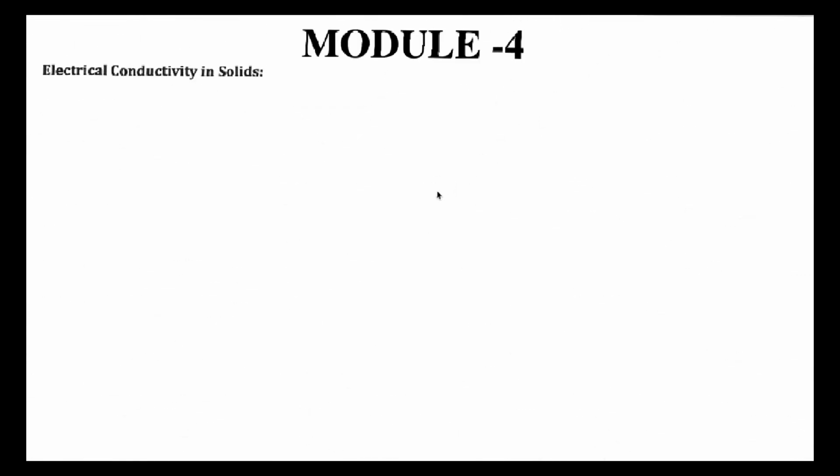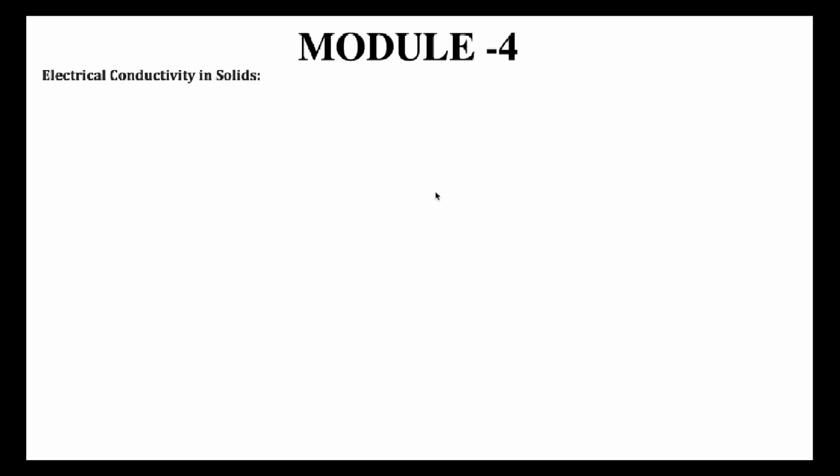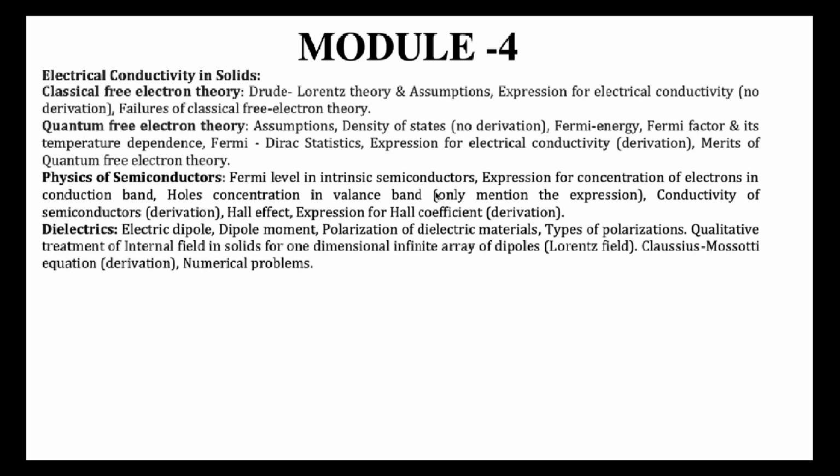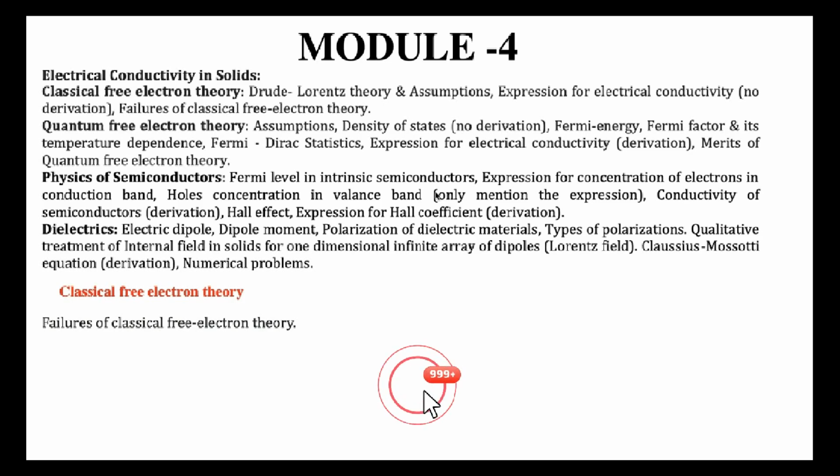Module 2, that is electrical conductivity in solids. In this module we have 4 main chapters, that is classical free electron theory, quantum free electron theory, physics of semiconductor, and dielectrics. From the first chapter, you can expect failure of classical free electron theory. This is an important concept in classical free electron theory.